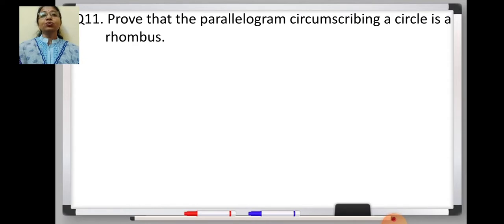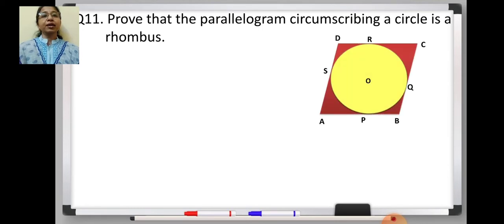Exercise 10.2, question number 11. Prove that the parallelogram circumscribing a circle is a rhombus. Here is the diagram. Yes, a parallelogram ABCD circumscribing a circle with center O. Right? And we have to prove that this parallelogram ABCD is also a rhombus. So let us describe the diagram in short.